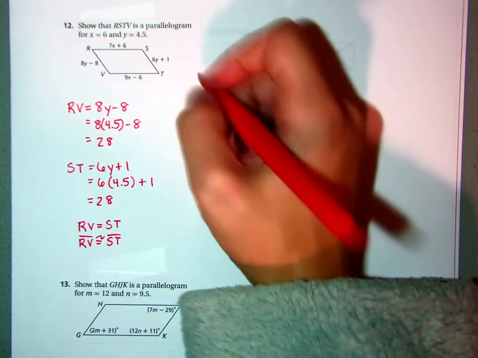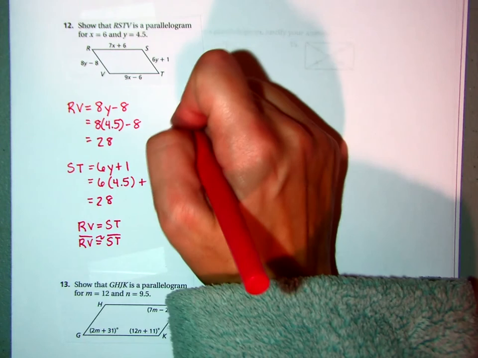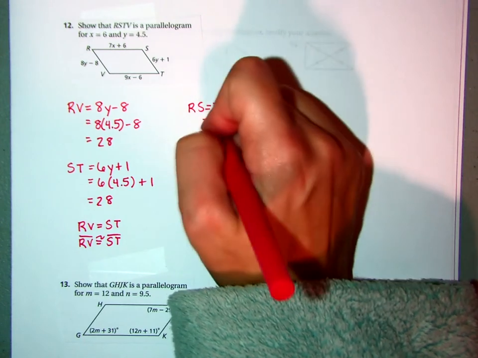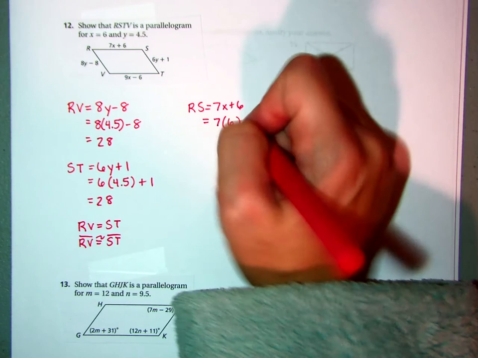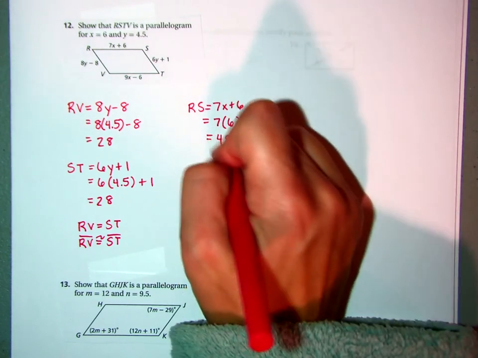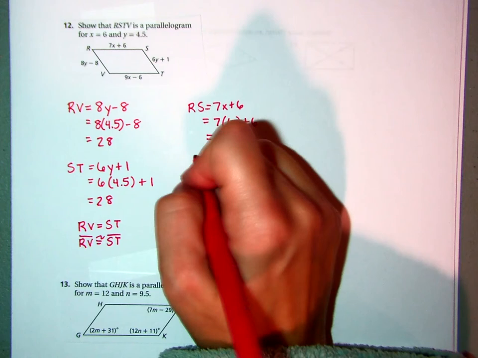Now let's look at the next set of sides. We have RS is 7x plus 6, so let's substitute in the x. 7 times 6 plus 6, which is going to get you 48. Then we have ST.